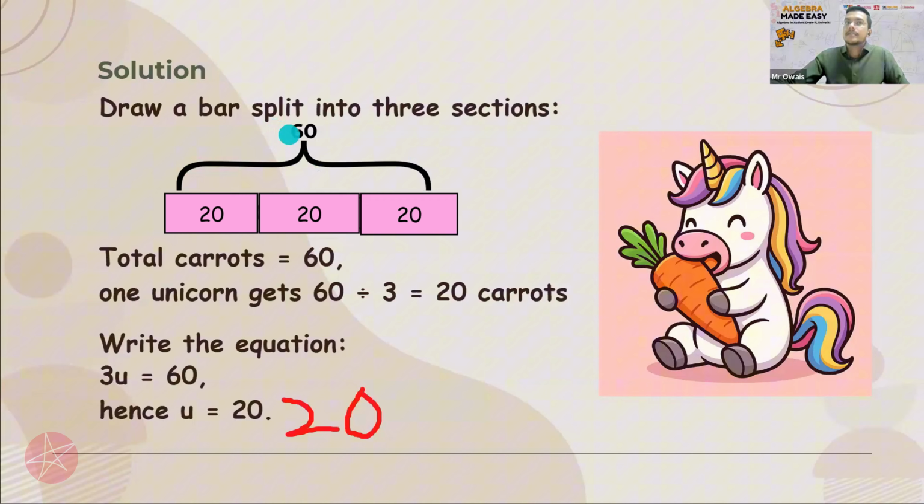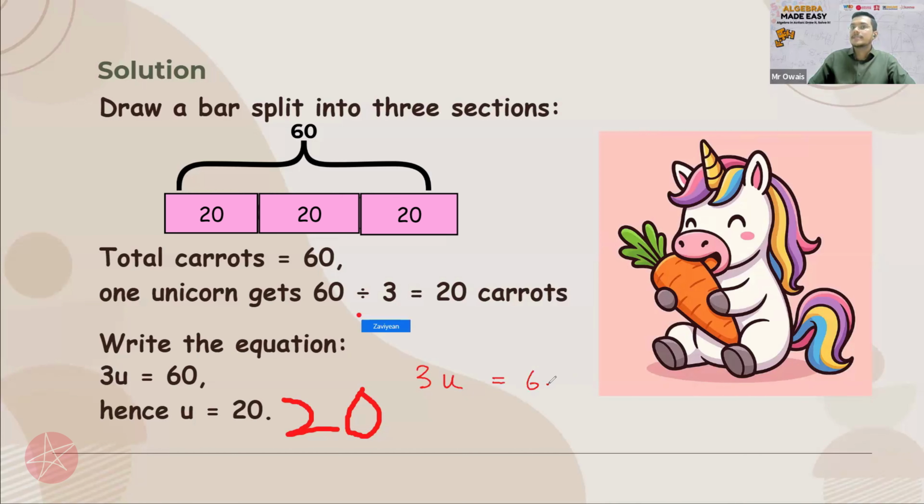So we're going to represent this entire thing by 60. So that's 60 carrots. And then we have split it into 3 parts because there are 3 unicorns. So whenever we're splitting something equally, we're supposed to do division. So here we're going to do 60 divided by 3, right? So that comes out to be 20, as you guys are saying. So that means now we can actually write down the equation. We can write it down like this. So 3 units or 3 unicorns. So 3u equals 60.